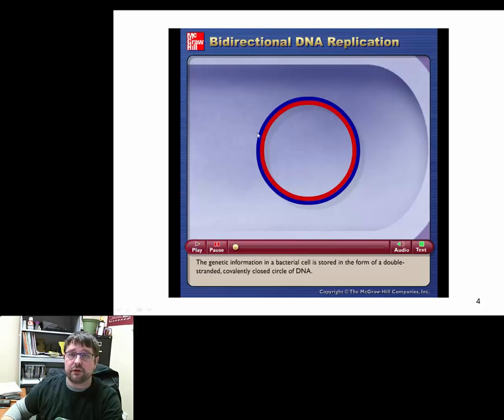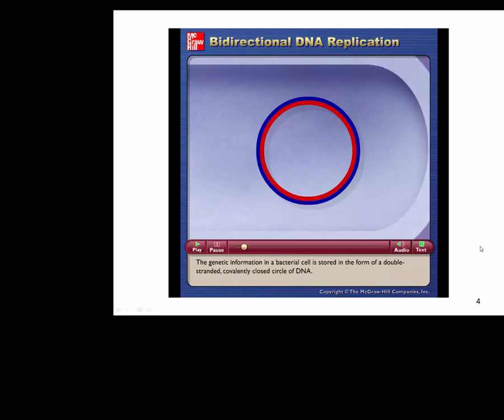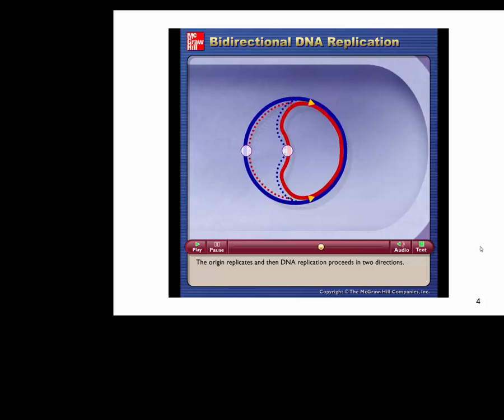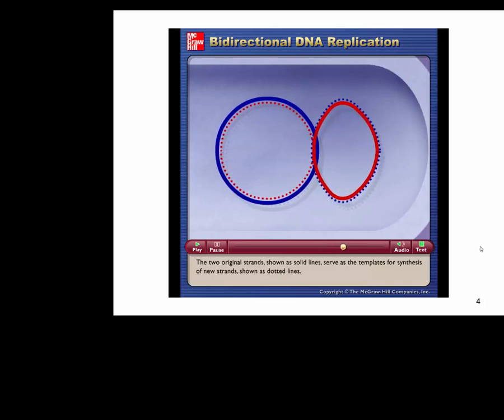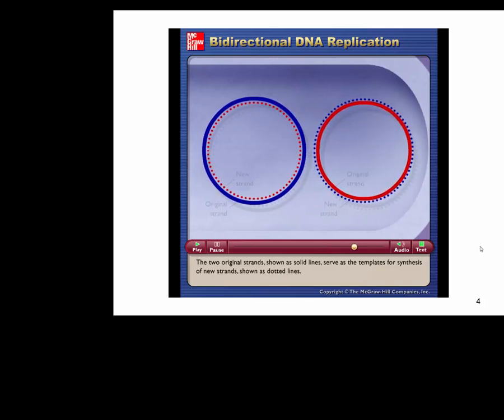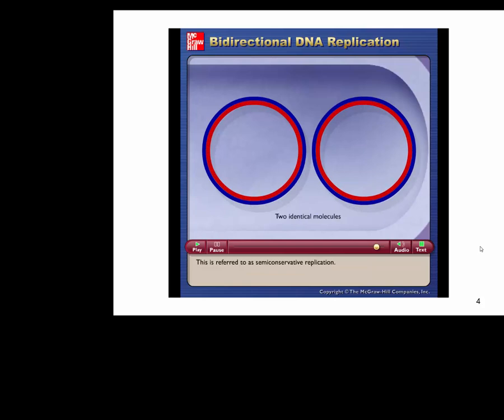So we're going to watch a little video to see how this is done. The genetic information in a bacterial cell is stored in the form of a double-stranded, covalently closed circle of DNA. Replication begins at a specific site called the origin. The origin replicates, and then DNA replication proceeds in two directions. The two original strands, shown as solid lines, serve as the templates for synthesis of new strands, shown as dotted lines. This is referred to as semi-conservative replication.